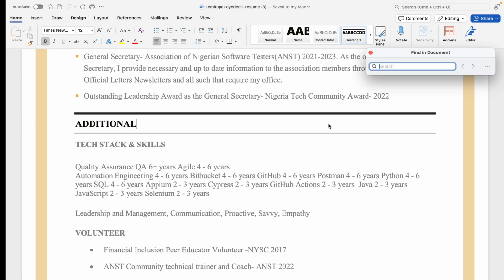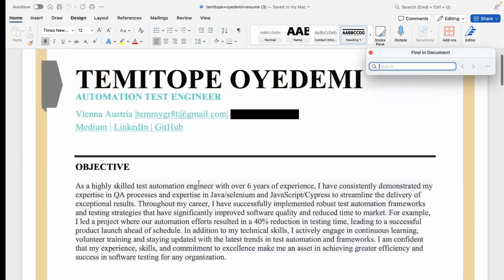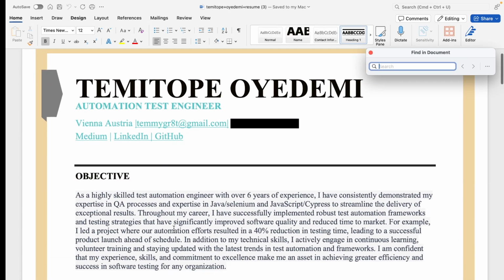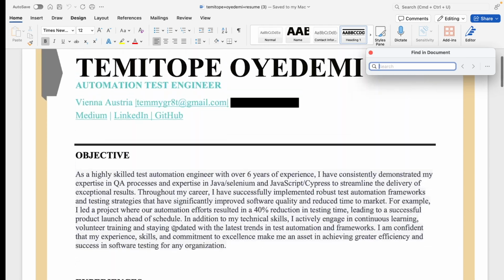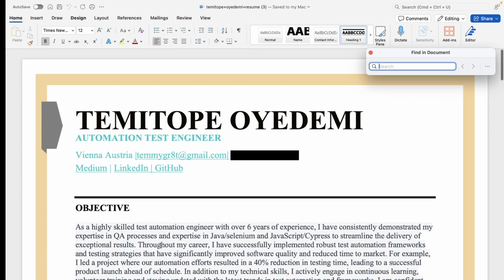You have to make sure that your skill set reflects all through your resume: in your executive summary, in your experience, and then in your skill section. So we are searching with one skill, Java. We can also search with another skill. This person is an automation engineer, right? An automation engineer is applying for an automation test engineer role.